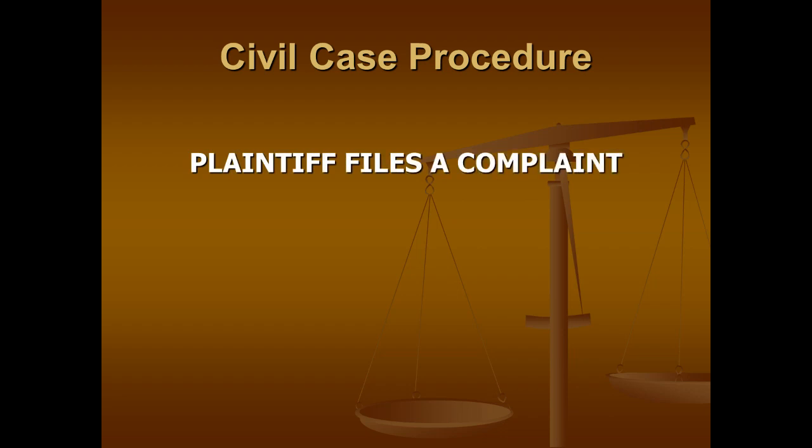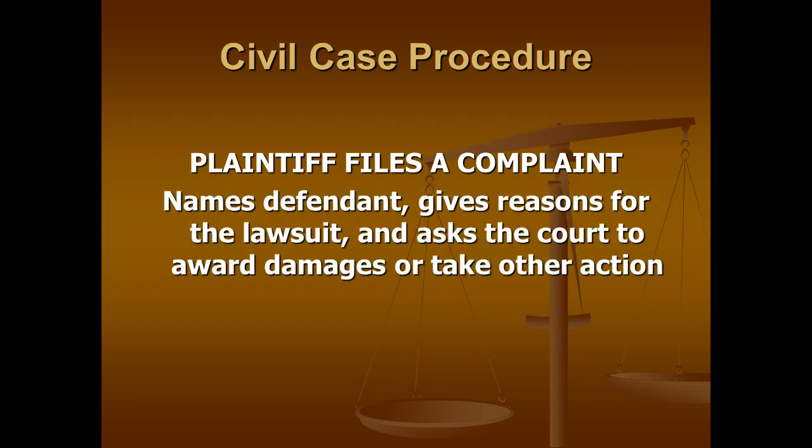So in a civil case, the plaintiff files a complaint. A plaintiff is basically the person who's bringing the lawsuit. It names the defendant, gives the reasons for the lawsuit, and asks the court to award damages or take some other action. So sometimes the plaintiff might want somebody to just complete a contract. Let's say somebody enters into a contract to buy a house, and then the seller backs out. Well, under North Carolina law, you can seek what's called specific performance by the seller. If you're the plaintiff, you can sue the seller and say, hey, make him sell me this house. He had a contract, and the court can give that as a remedy.